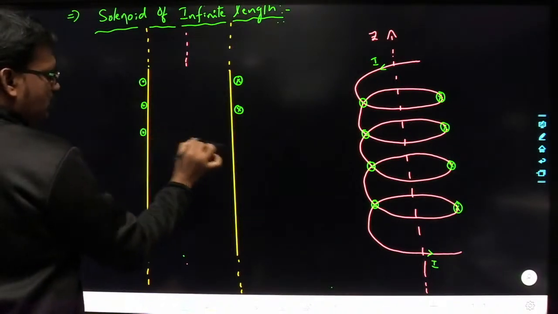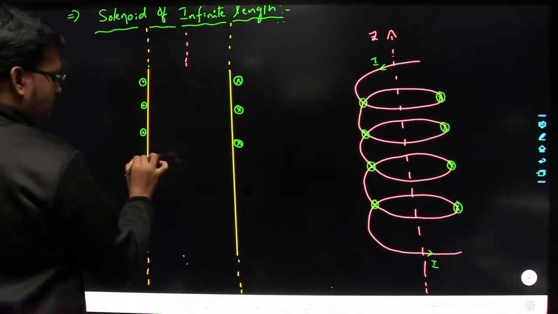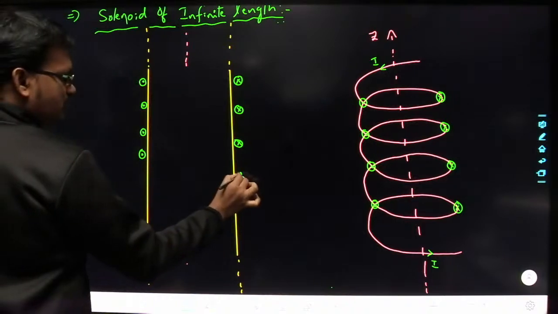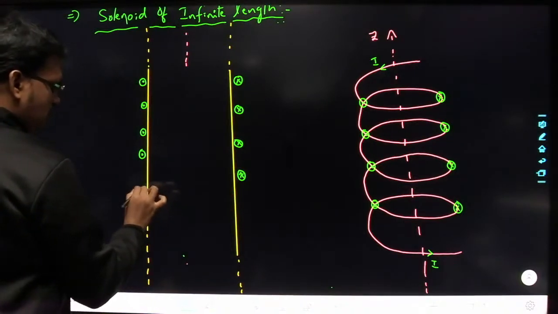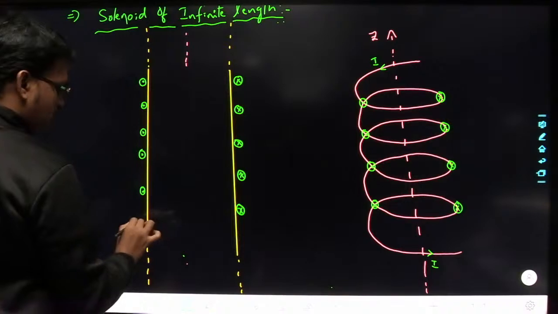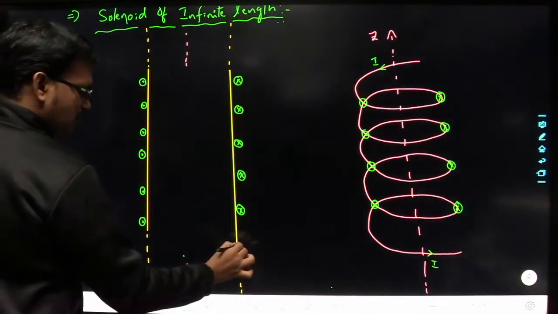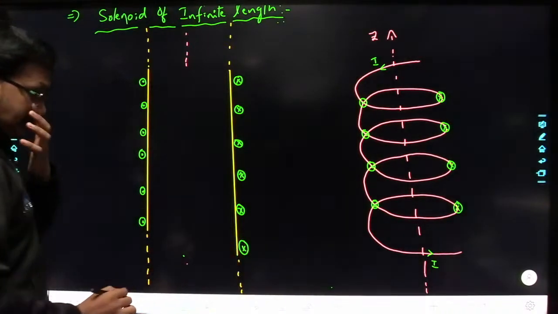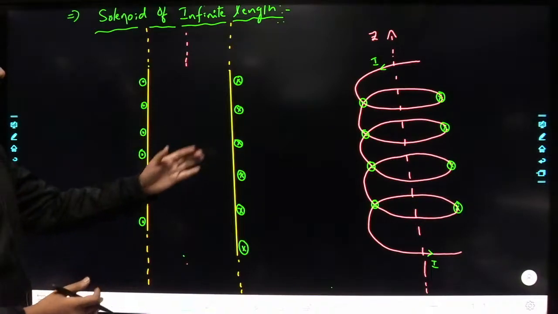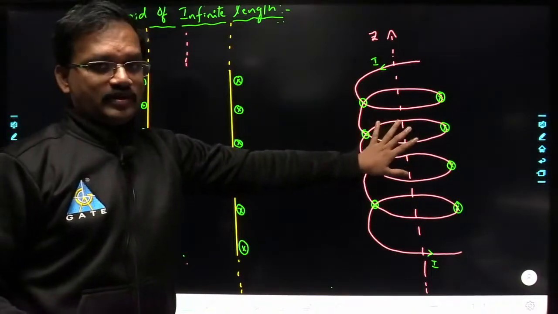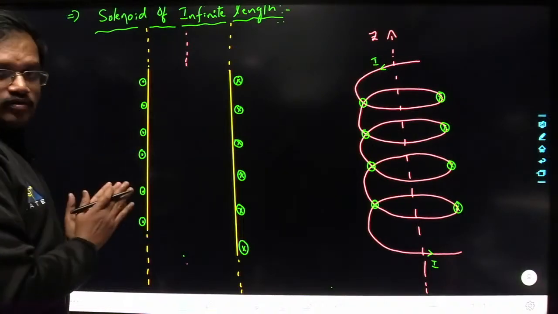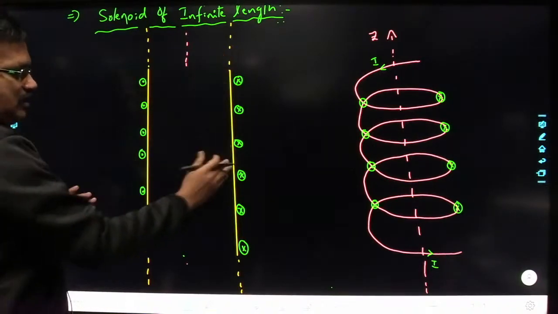Here it is coming out of the board, here it is going into the board. So coming out of the board and into the board, right? In this manner I am representing the same thing. I am just representing the current elements.